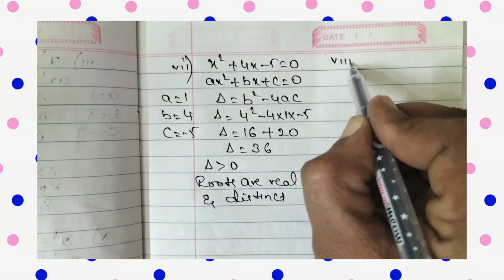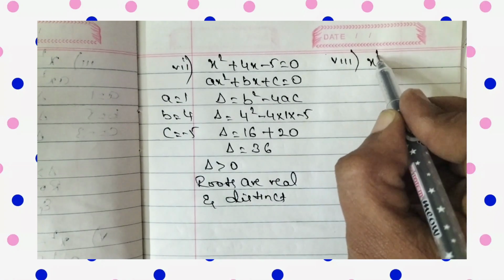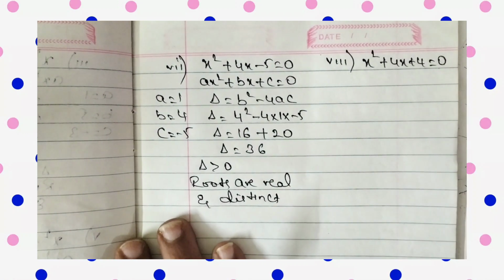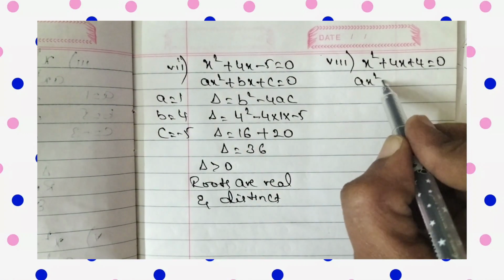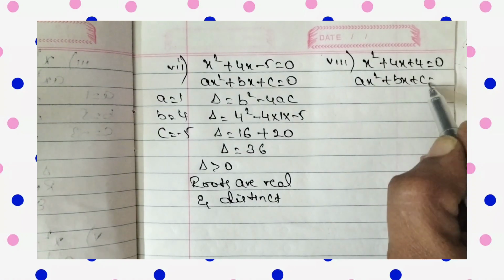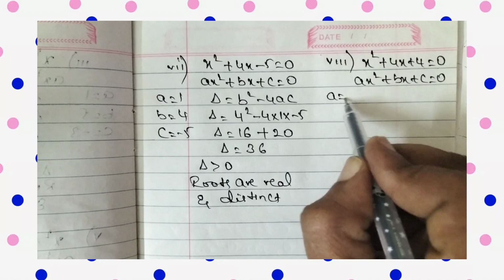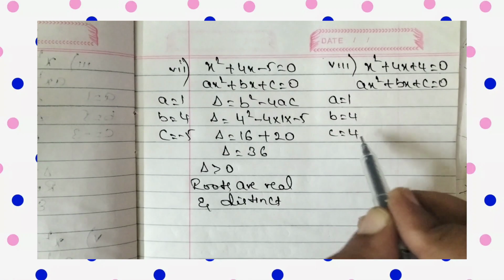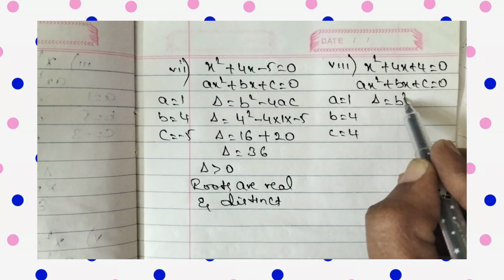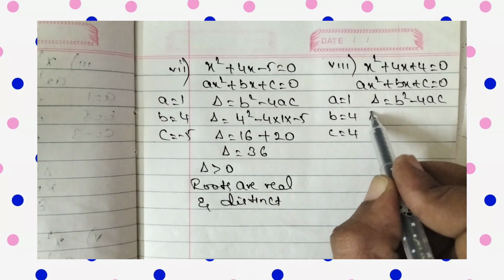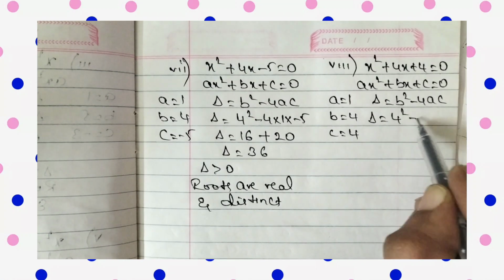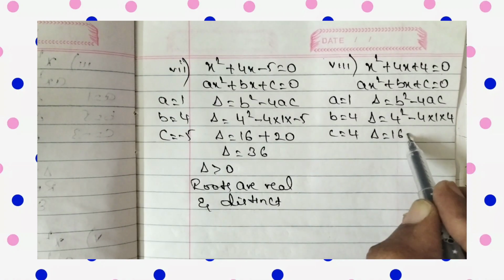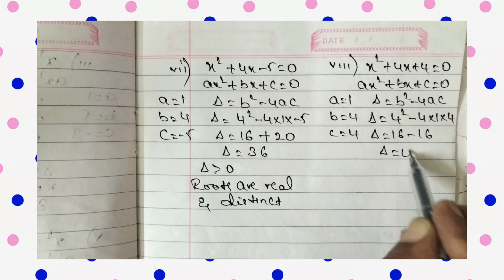Now let us move to question number 8. Question number 8, x square plus 4x plus 4 is equal to 0. Compared to the standard form ax square plus bx plus c is equal to 0, a is equal to 1, b is equal to 4 and c is also equal to 4. So delta is equal to the discriminant b square minus 4ac. Delta is equal to 4 square minus 4 into a is 1, c is 4. So delta is equal to 16 minus 16. So delta is equal to 0.